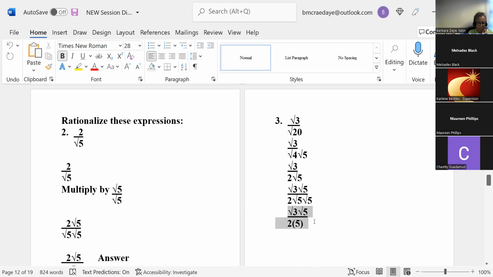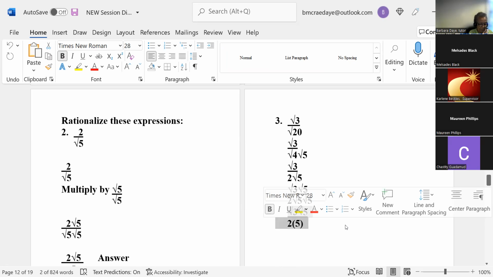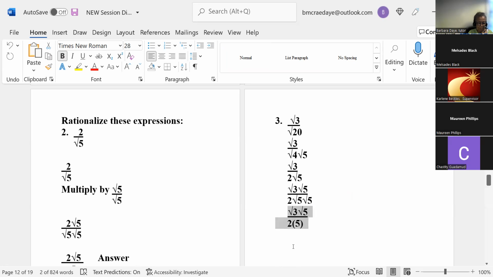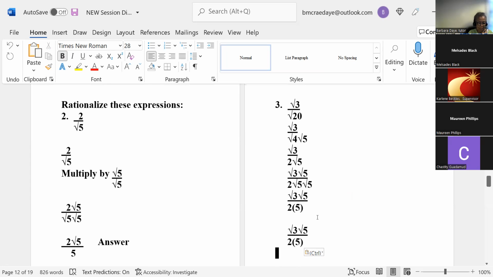Square root of 3 times square root of 5 over 10. And 2 times 5 is 10. That would be your answer. So I gave you one where you had to simplify before you could rationalize. All right, so this would be your answer.